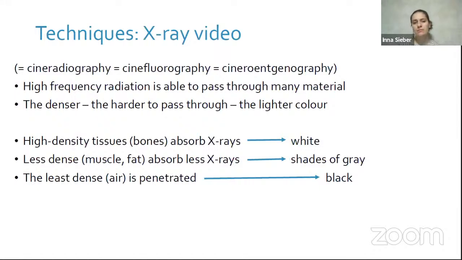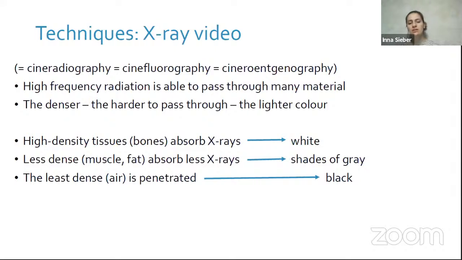The next thing is X-ray videos that were widely used in the last century by different phoneticians. In X-ray videos, the high frequency radiation is used. This radiation passes through tissues and allows you to look at the picture, and the denser is the tissue, the harder to pass through, and the lighter color.